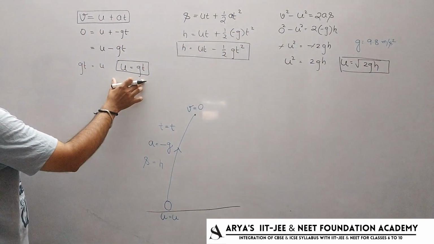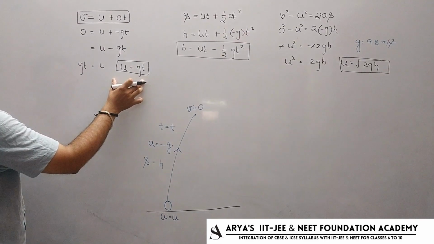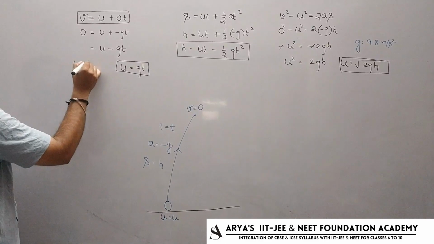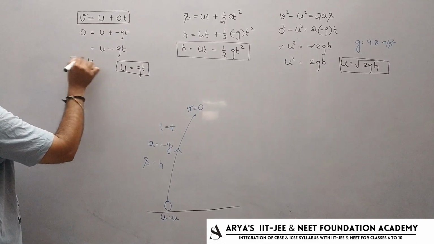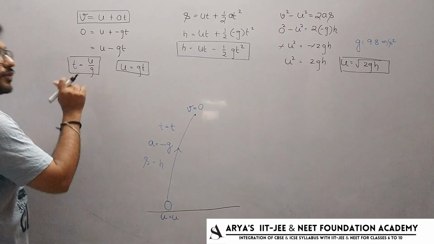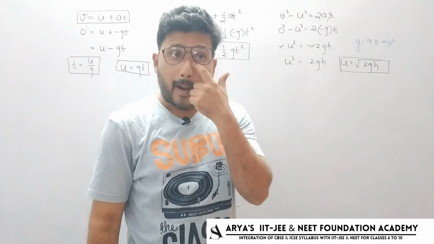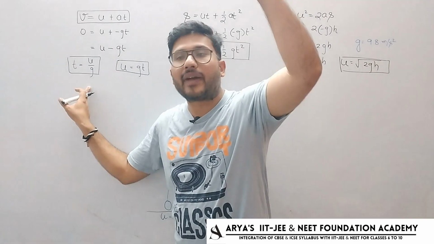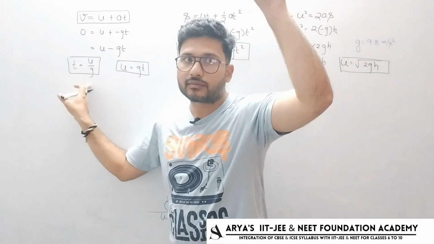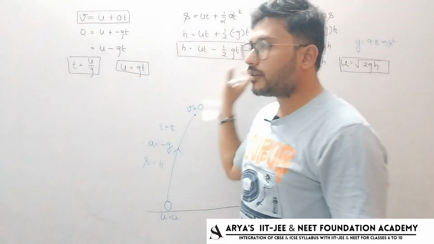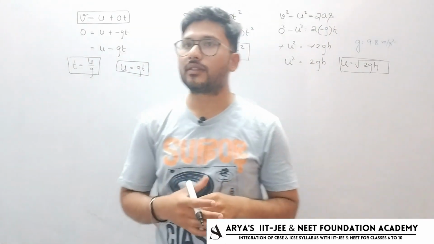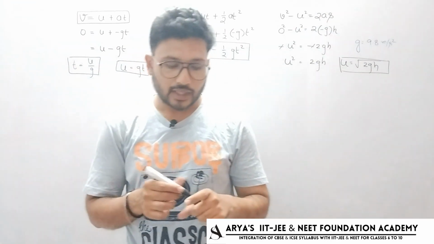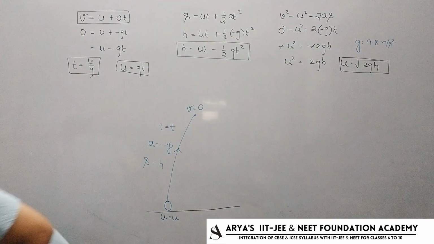From this we can have another derivation also. T is equal to U by G. Means if you have the initial velocity and you know the g value, you can calculate the time taken to reach that maximum height. Is this clear? If you have any doubts, you can ask. Fine. Next, the third case, when the body is falling down.